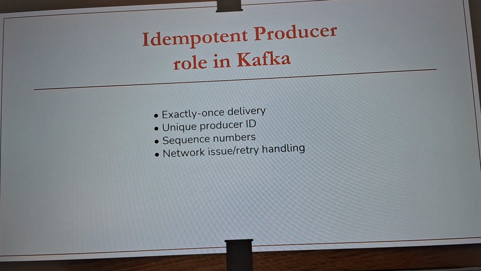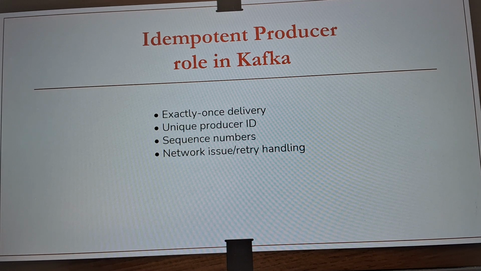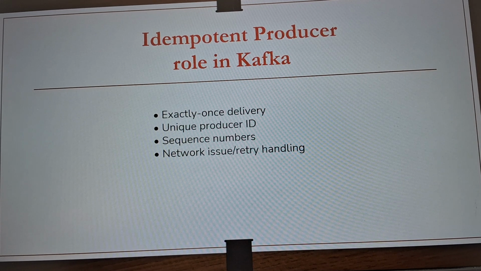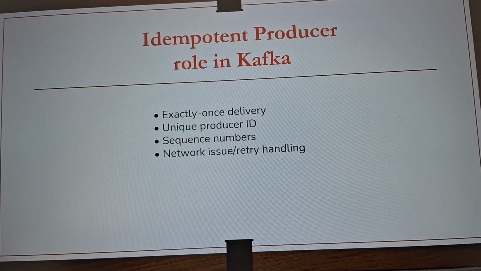Next one is unique producer ID. Each producer gets a unique ID, which is used to track its messaging sequence. Next is the sequence numbers. It maintains a sequence number for every producer-partition pair. And what is the need of it? It will use it to detect and discard duplicates.